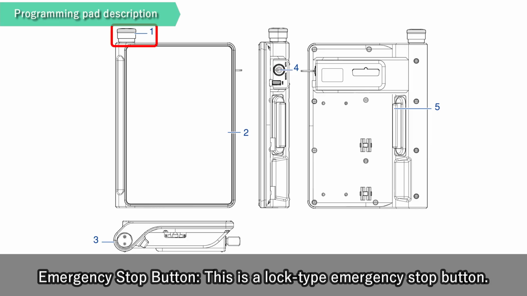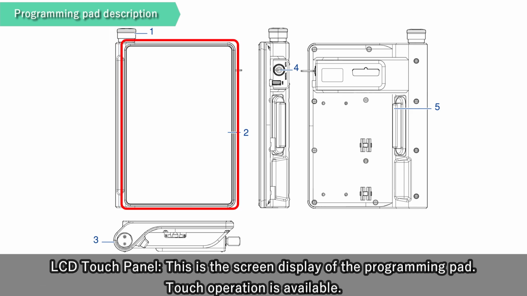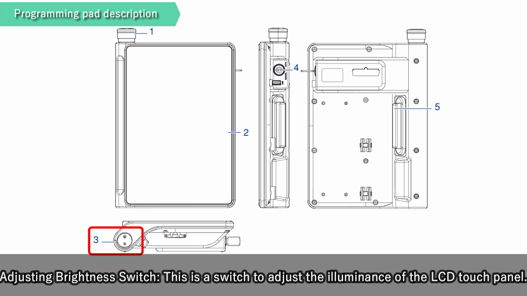Emergency stop button is a Loctite button for the emergency stop. LCD touch panel is a screen display of the programming pad. Touch operation is available. Adjusting brightness switch is a switch to adjust the luminance of the LCD touch panel.